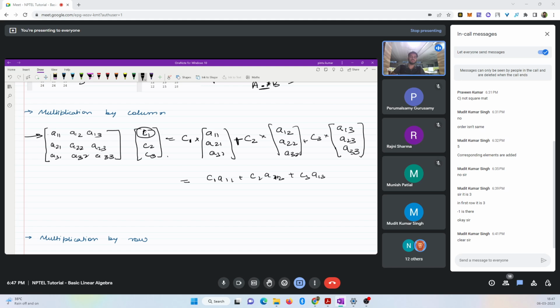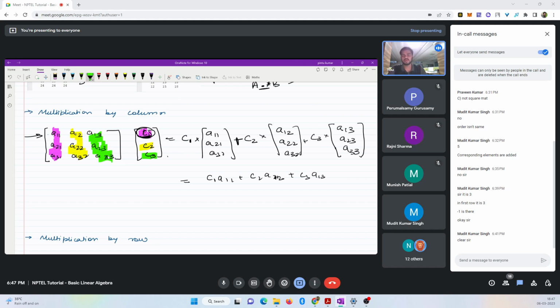This is the same if you would have gone the other way around also, A11 into C1, A12 into C2, A13 into C3. But the beauty is to view this in this way: you multiply the first column with the first element, the second column with the second element, and the third column with the third element, and you add all of them. This is what is meant by multiplication with a column vector.